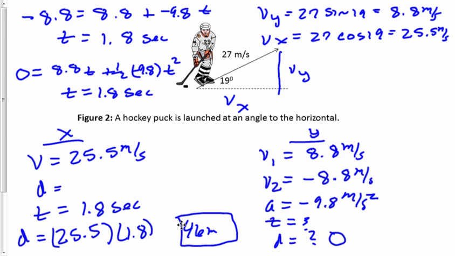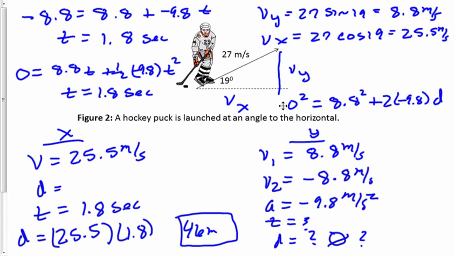Okay, now what about maximum height? Well, there's a variety of ways of doing that. Let's just keep consistent with chapter 2 and use the v2 squared equation. Now we don't know what our displacement is, so that's back to a question mark. So let's just use the v2 squared equation. So 0 squared is equal to 8.8 squared plus 2 times negative 9.8 times d.